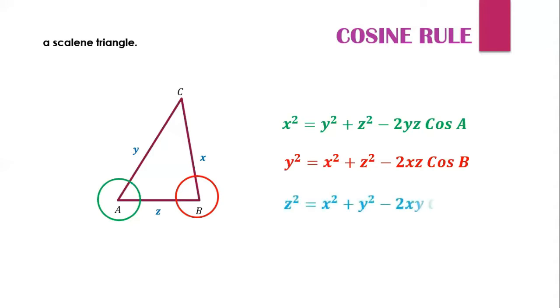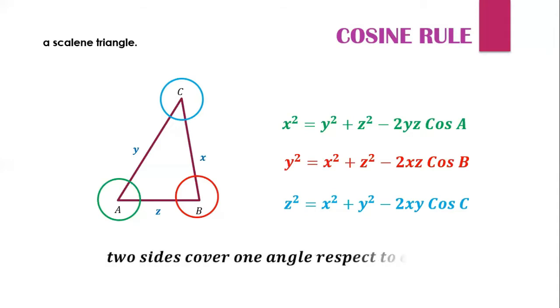Now, what about the next formula? With respect to angle C, side z is opposite to angle C. You can check it by the blue circle. z is opposite to angle C, and C is covered by side x and side y. So z squared equals x squared plus y squared minus 2xy cosine C. We call this the cosine rule. The concept of the cosine rule is that two sides cover one angle with respect to the opposite side. Clear?